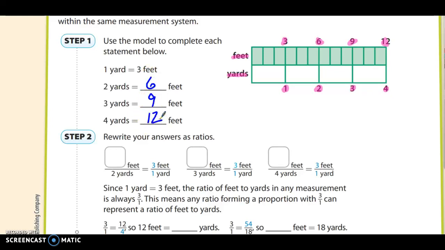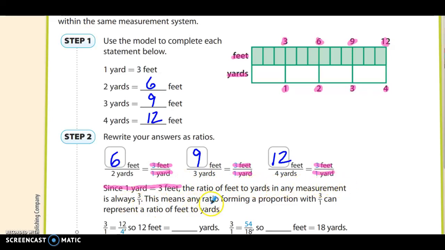Step 2 is to rewrite your answers as ratios. Blank feet is 2 yards, that's 6. Blank feet is 3 yards, that's 9. And blank feet is 4 yards, that's 12. What they're trying to get you to notice here is that since 1 yard is 3 feet, it always simplifies to 3 feet over a yard. The ratio of feet to yards in any measurement is always 3 to 1.